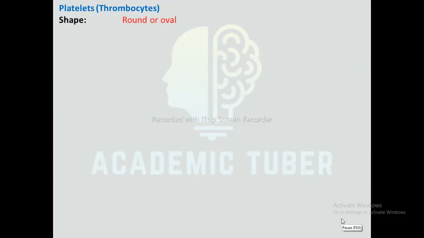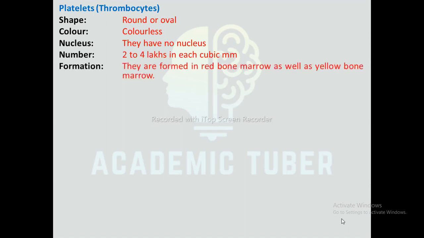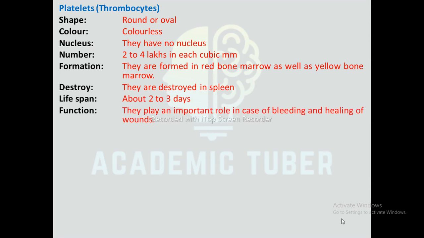Platelets, thrombocytes. Shape: round or oval. Color: colorless. Nucleus: they have no nucleus. Number: 2 to 4 lakh in each cubic millimeter. Formation: they are formed in red bone marrow as well as yellow bone marrow. Destroy: they are destroyed in spleen. Lifespan: about 2 to 3 days. Function: they play an important role in case of bleeding and healing of wounds. Disorder: hemophilia.